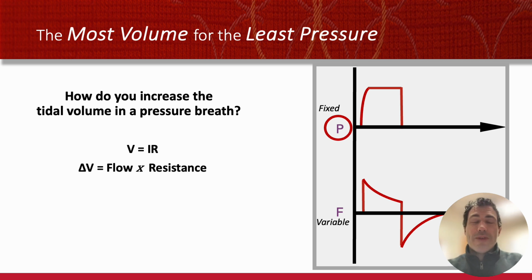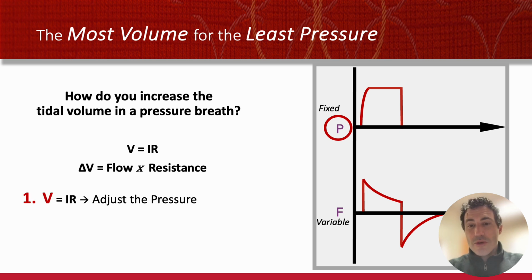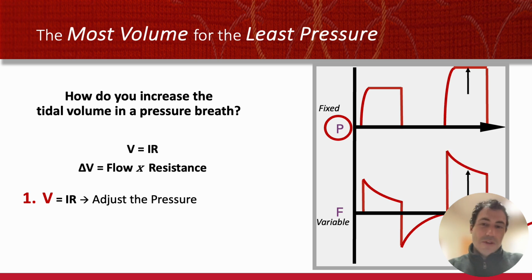Whenever we're on a pressure mode of ventilation and delivering pressure breaths, we want to ask the question, how do I get the most volume for the least pressure? Or, simpler way to think about it is, how do I increase the tidal volume in a pressure breath? Well, I always just go back to my V equals IR. And if we look at that, I can get a bigger breath if I increase the pressure. That's the simplest first thing to do. And again, that just looks like this. More pressure gives you more airflow. You're going to shift how long you can give a breath before you get that inspiratory pause. Everything gets bigger, much bigger breaths.